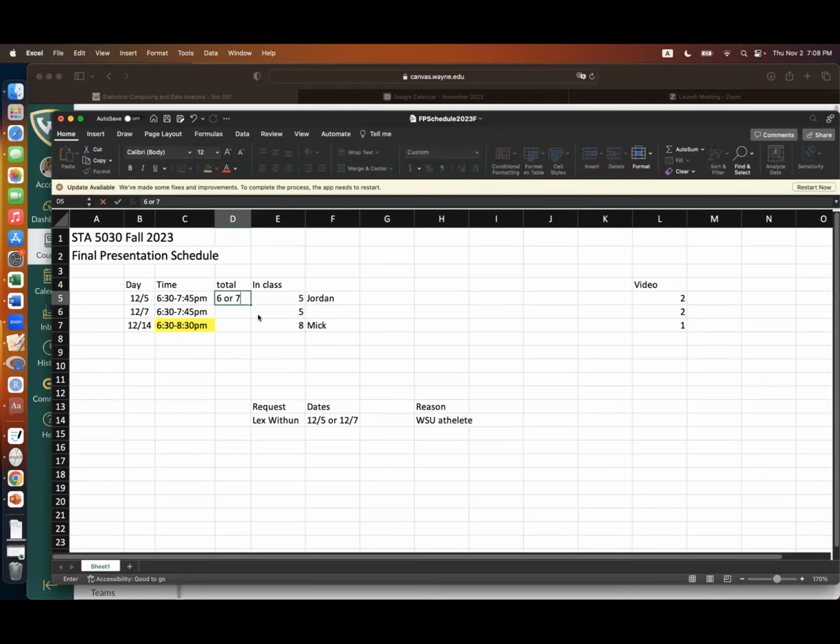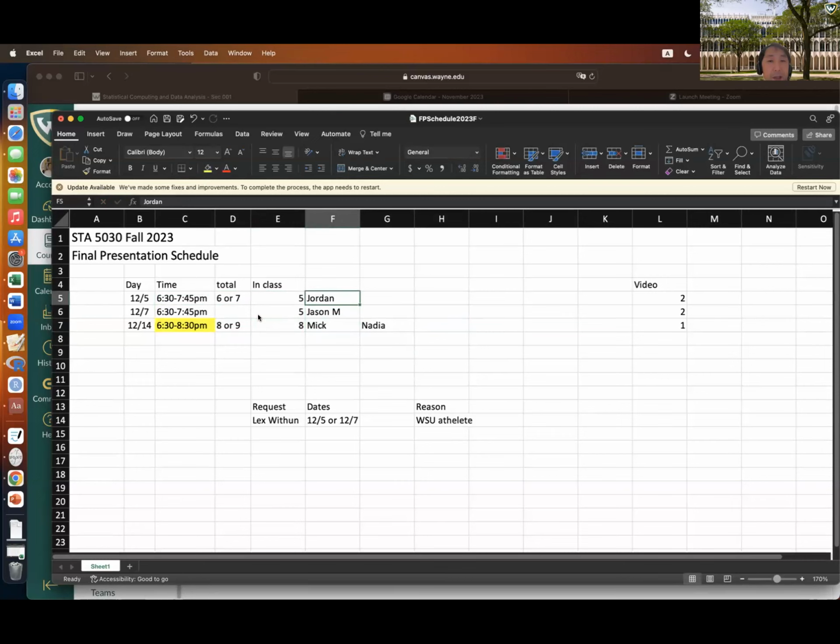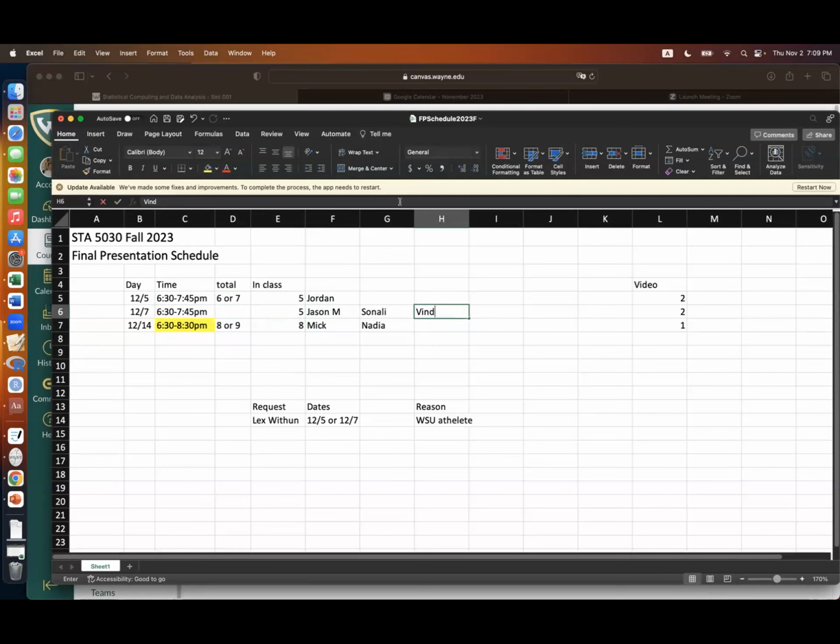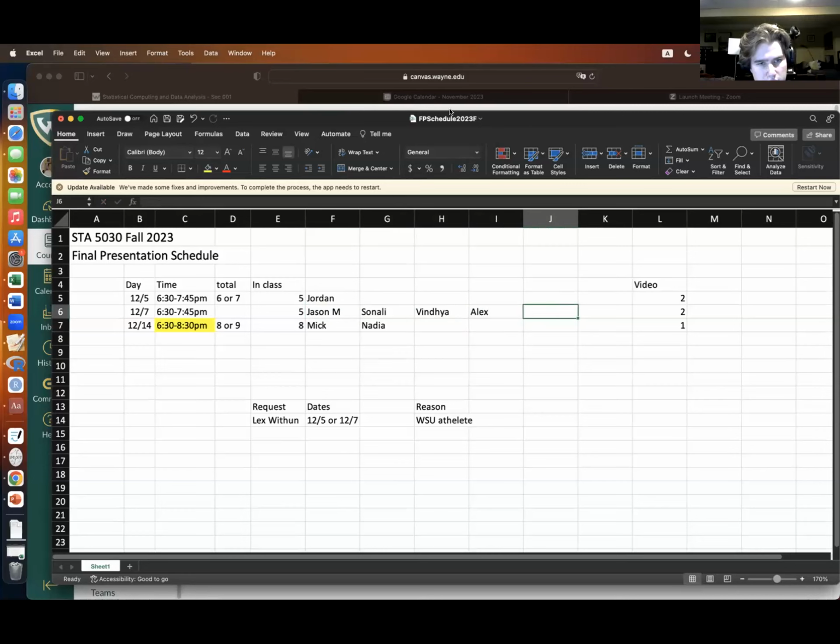Nadia, 12/14. Can Jason go on the 7th? Sonali, on the 7th. Jason Moses, right? Yeah, we have 2 Jasons. Sonali Sadapati on the 7th. Vindhya, I can go on the 7th as well. Alexander, December 7th. Ryan, December 7th.